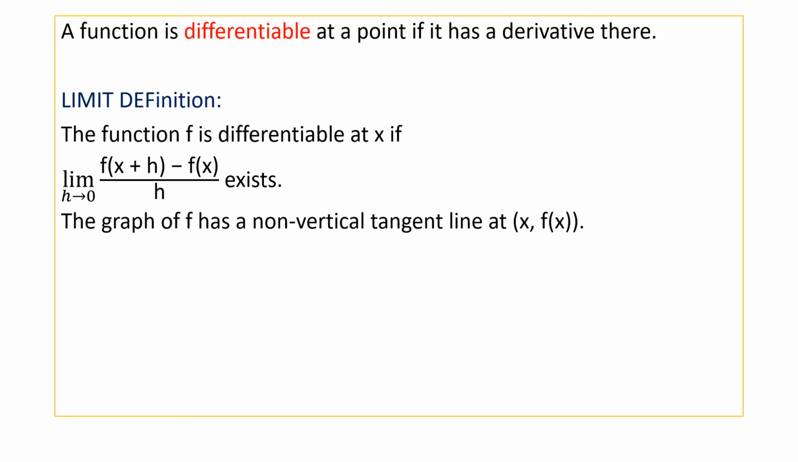Let us first see what is the definition for differentiability. A function is said to be differentiable at a point if it has a derivative there, or you can say that if the derivative exists, the function is said to be differentiable. The limit definition says that a function is differentiable at point x if the limit as h tends to 0 of (f(x+h) - f(x))/h exists. That is, if the limit exists at that point, then the function will be differentiable.